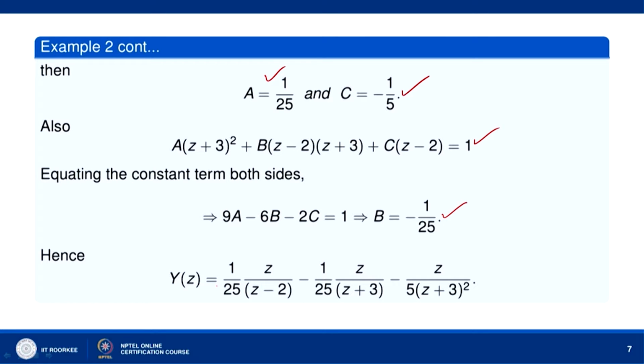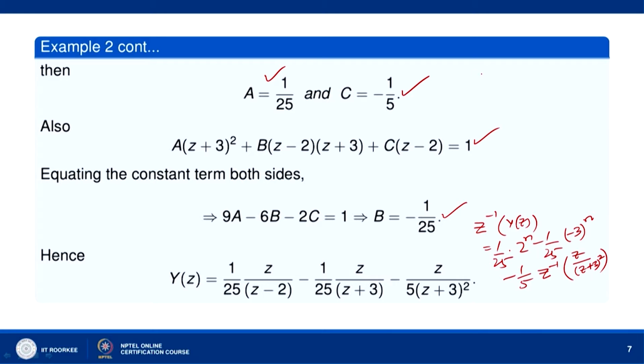Now, let us take the inverse z transform here. Inverse z transform of Y(z) will give us the y(n) sequence. So, z inverse of Y(z) will be equal to 1 over 25 z inverse of z over z minus 2, that is 2 to the power n, minus 1 over 25 z inverse of z over z plus 3, so minus 3 to the power n. Now, let us find minus 1 over 5 z inverse of z over (z plus 3) whole square.